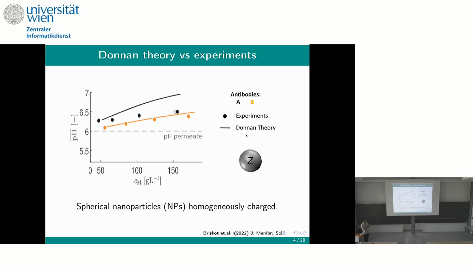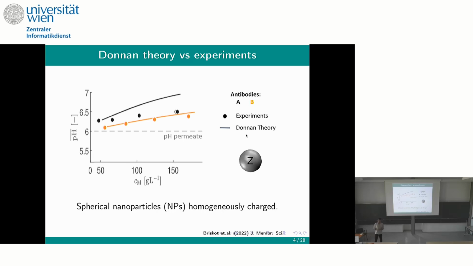First, let's focus on the experiments. You can see clearly that the pH deviates from the pH in the permeate, as expected. And this deviation increases while concentrating the solution, right? Now, if you see the solid lines, which are basically the predictions that they make using the Donnan theory, you can see clearly that it resembles nicely only one of the monoclonal antibodies, but not the second one. In the second one, you see how the deviations from the experiments also increase with the protein concentration.